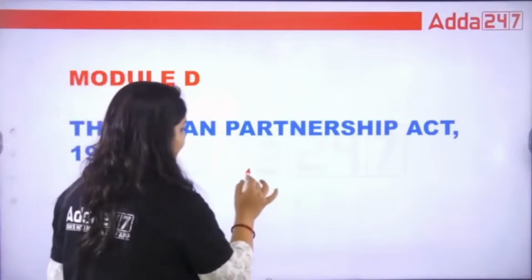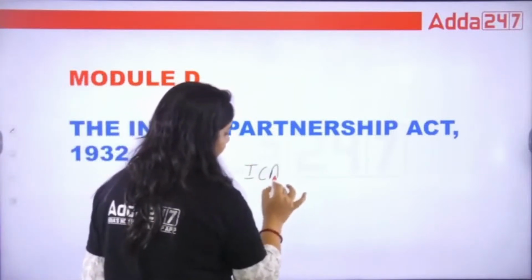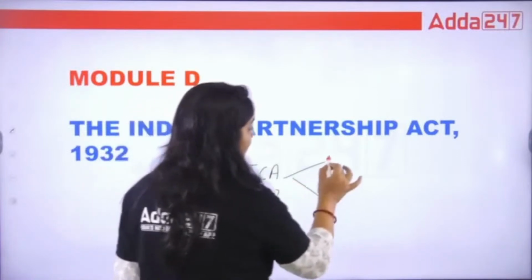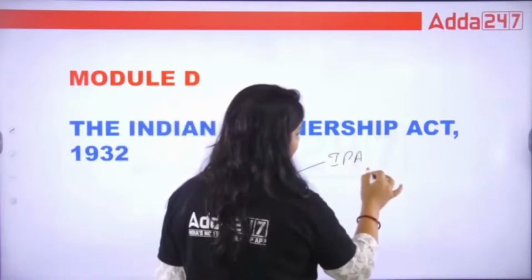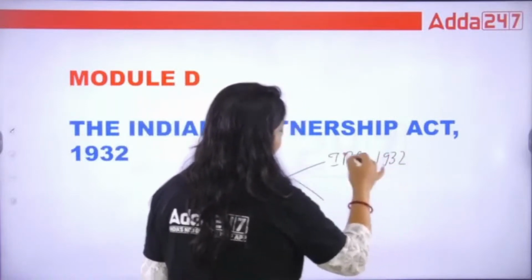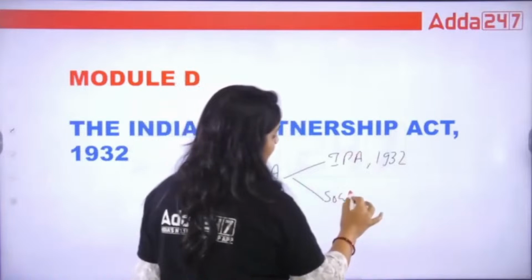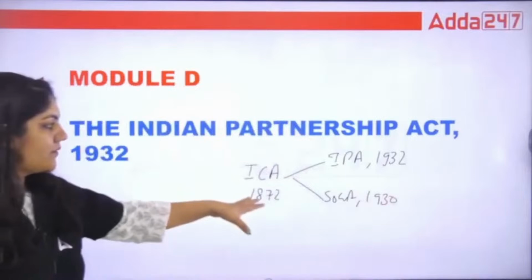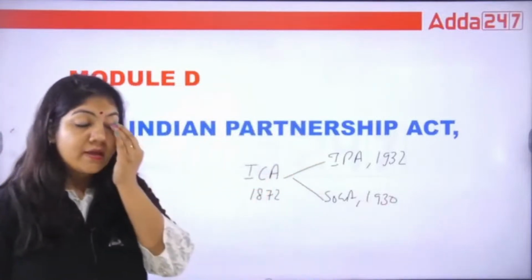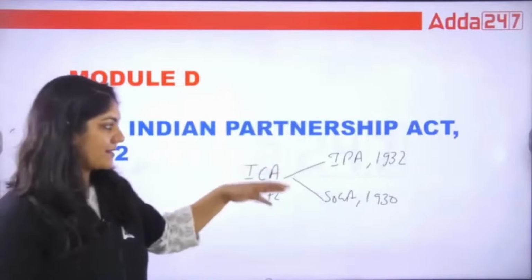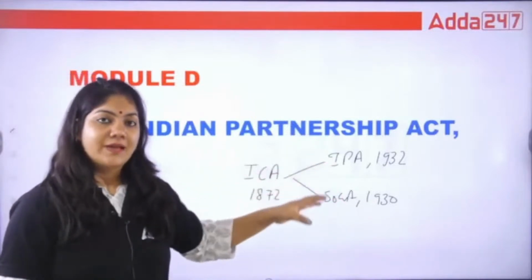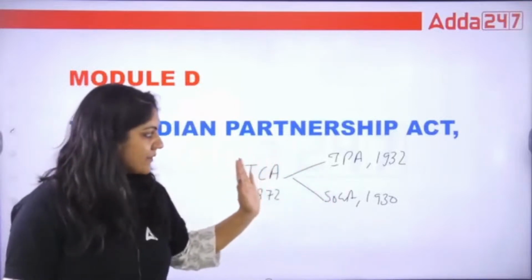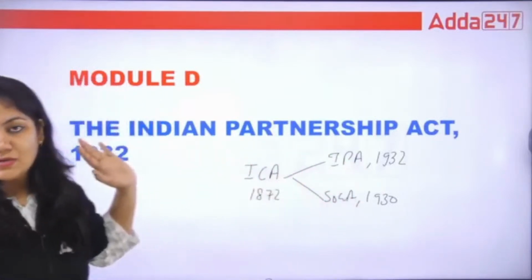Before starting this act, I would like to tell you that two acts have been removed from the Indian Contract Act of 1872: the Indian Partnership Act and the Sale of Goods Act (SOGA) 1930. Why? Because so many cases of partnership and sale of goods were coming in front of the court. That's why they removed these two acts from the Indian Contract Act.